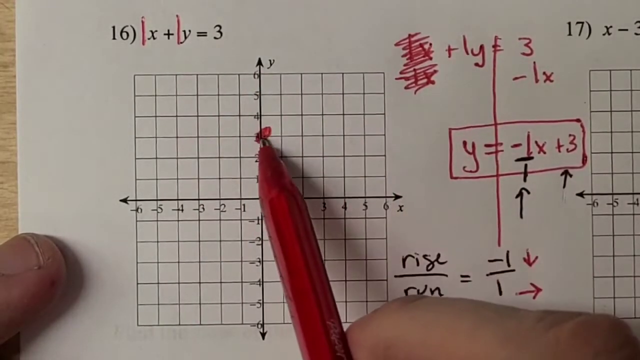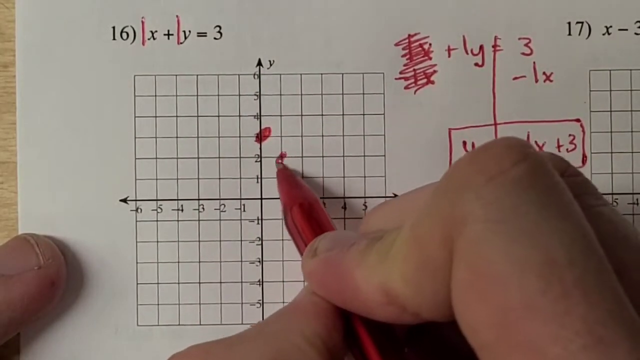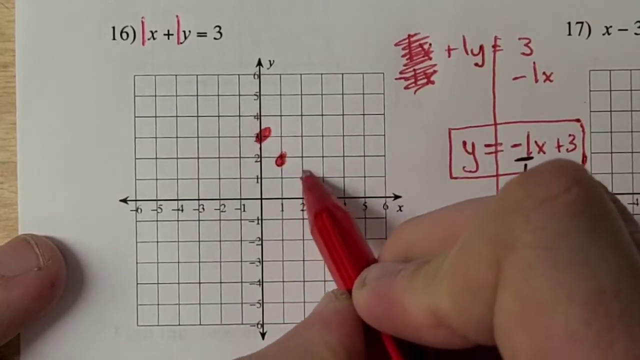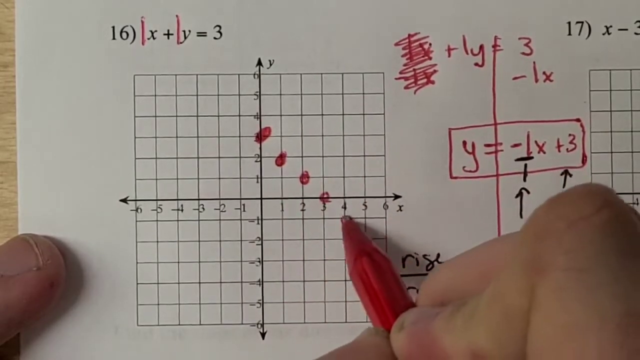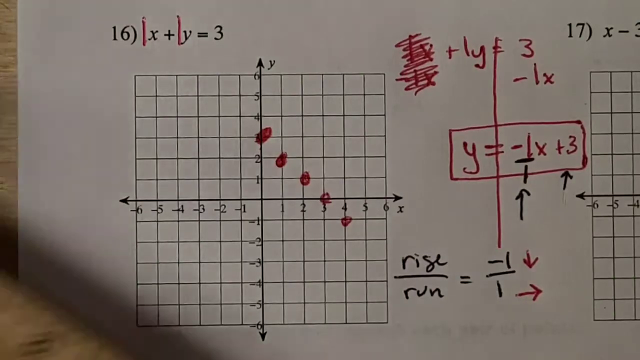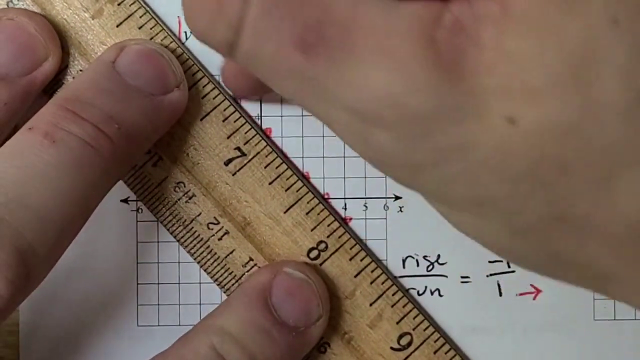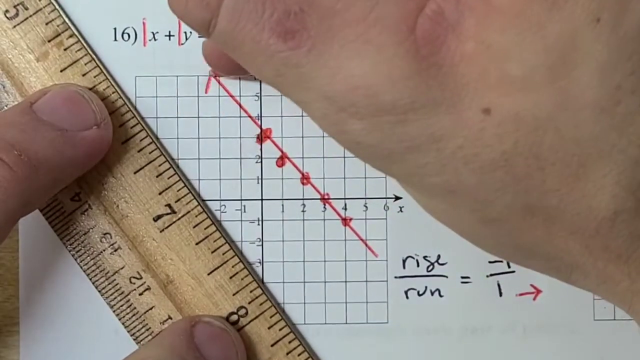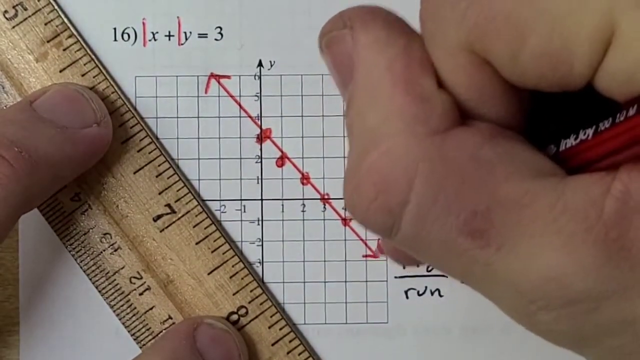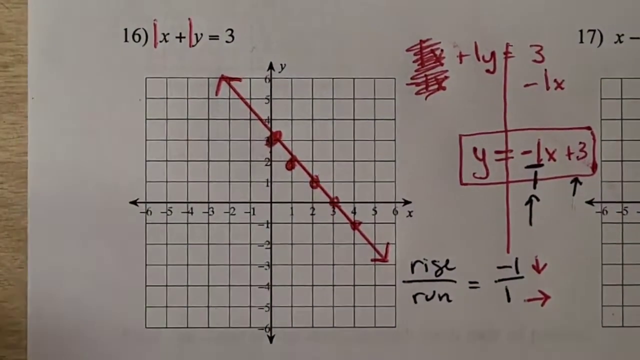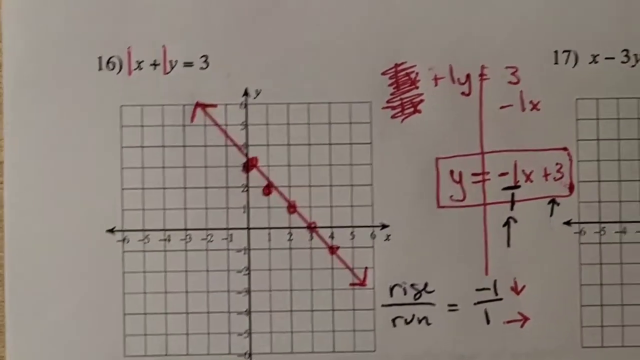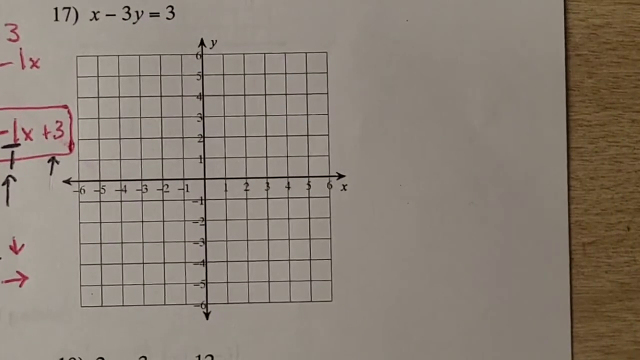So I would start here and I go down 1, right 1. Down 1, right 1, down 1, right 1, down 1, right 1. As many times as you want to. Don't forget, the last thing that you should do is connect them. And we're good to go. Cool. All right, let's check it out again. Number 17.